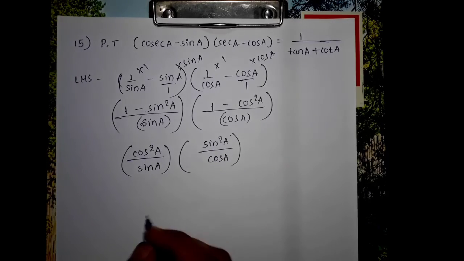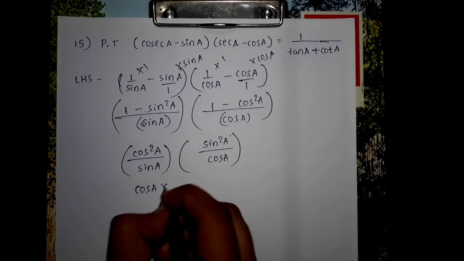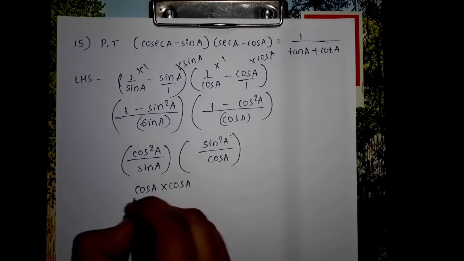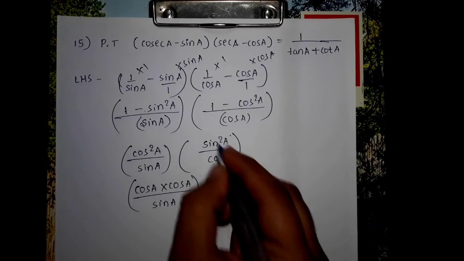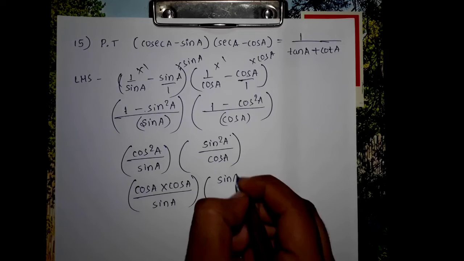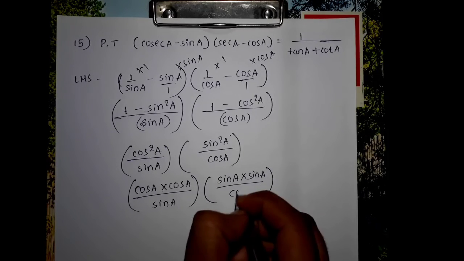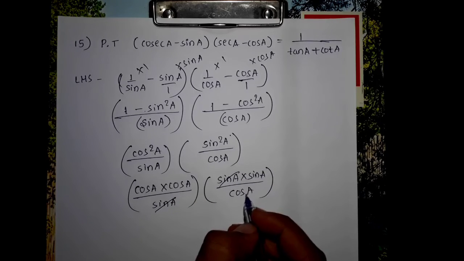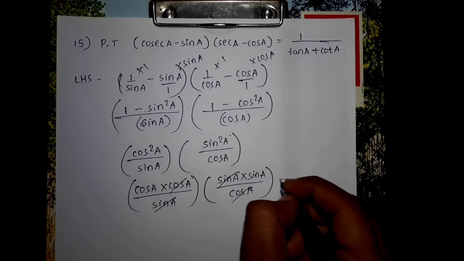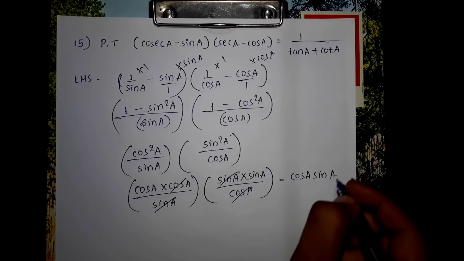Next, cos square A can be written as cos A into cos A divided by sin A, into sin square A, which can be written as sin A into sin A divided by cos A. Sin A gets cancelled. Cos A gets cancelled. What remains? Cos A into sin A remains.